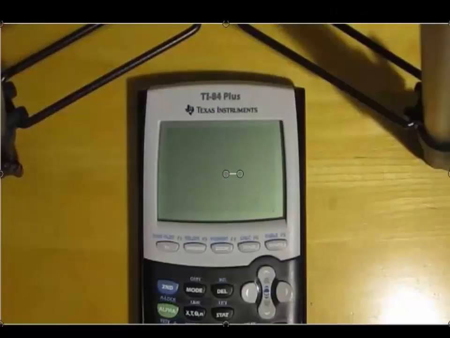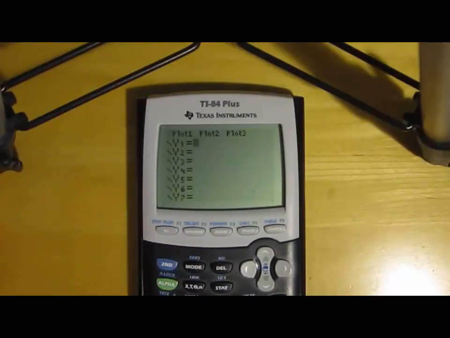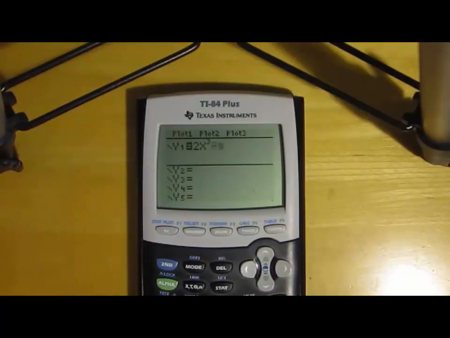The following video clip is going to show you how to use a calculator to check which rational roots on your list are going to be the roots for the polynomial equation. Hit y equal, then enter your equation in y1, which is 2x cubed minus x squared plus 2x plus 5. Now hit second mode to tell the calculator you're done.